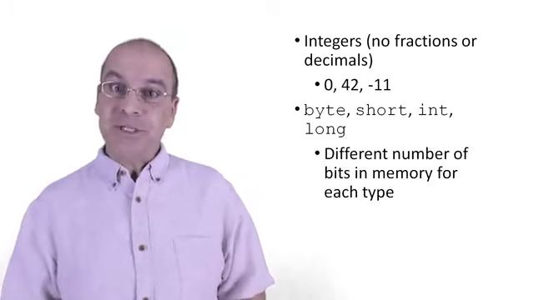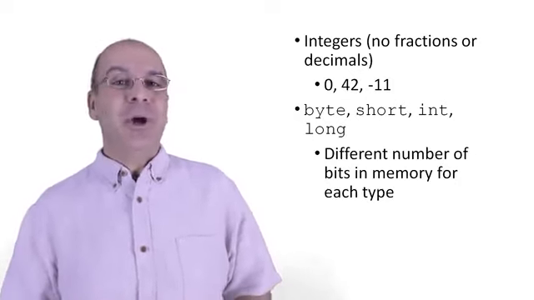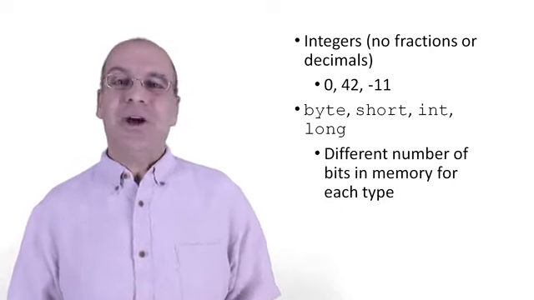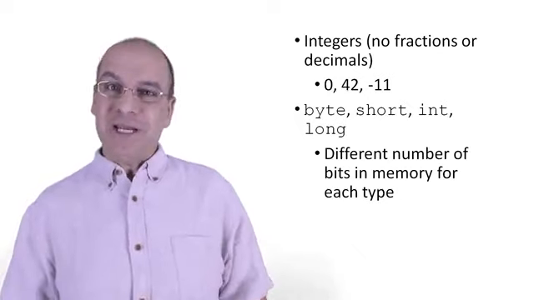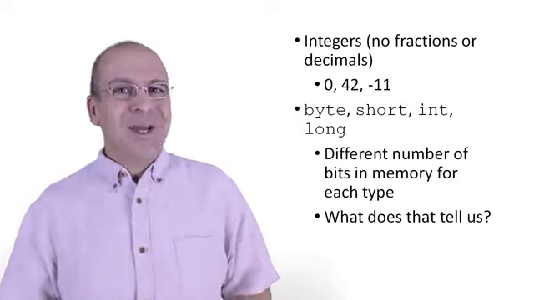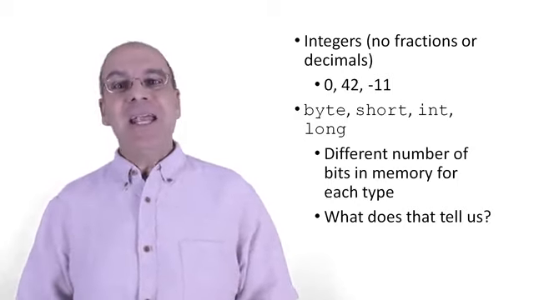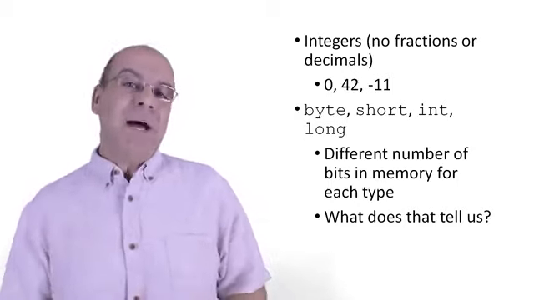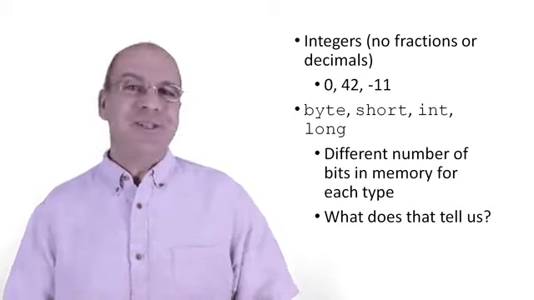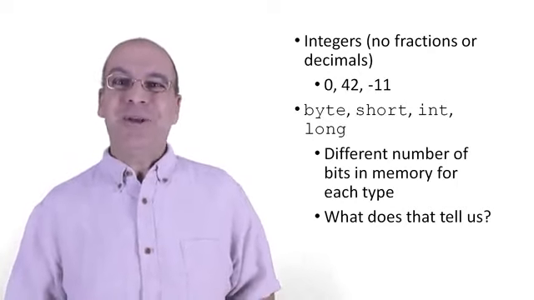The difference between those data types is the number of bits we use to represent them in memory. Byte uses 8 bits and short uses 16. Int uses 32 and long uses 64. So those different data types take up different amounts of space in memory. What does that tell us? Well, we know that 2 to the b equals n. So if b is smaller, then n is smaller, which means that bytes can represent a smaller range of whole numbers than shorts, smaller than ints, smaller than longs. That's one of the reasons why 2 to the b equals n is an important thing for us.